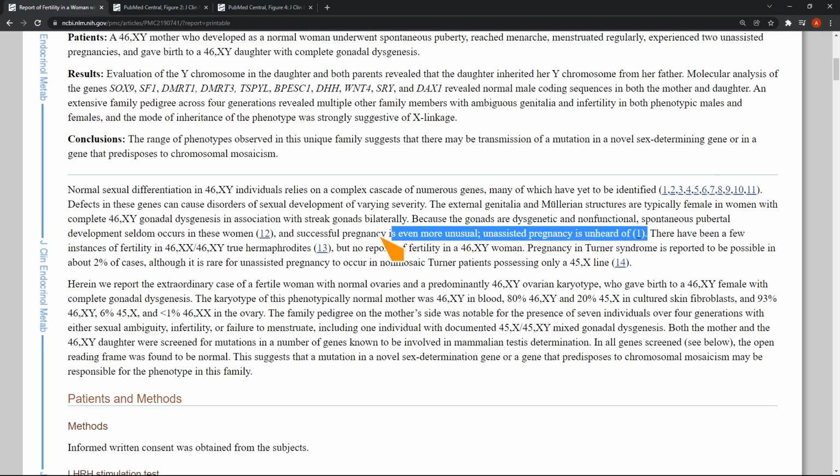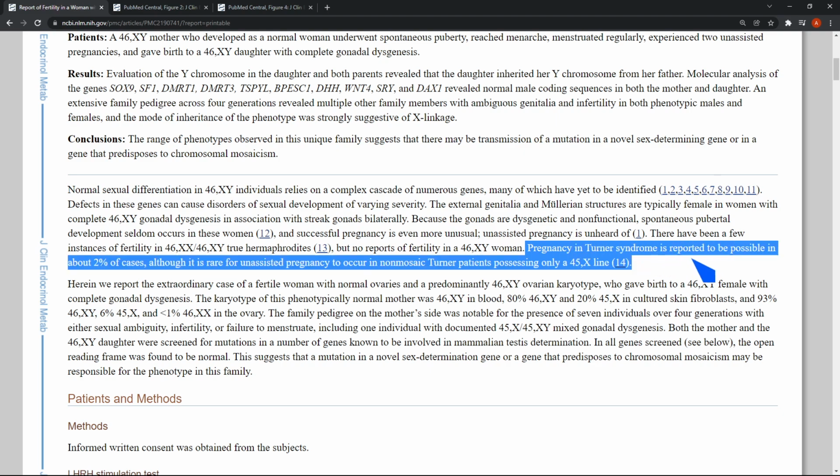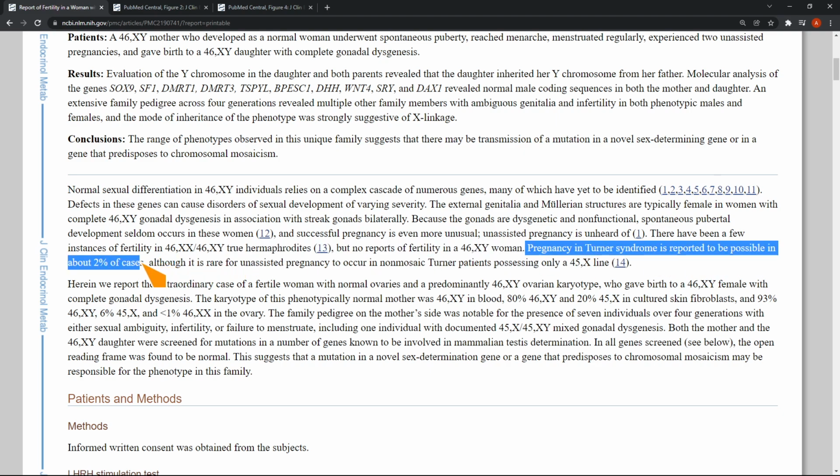There have been a few instances of fertility in 46XX, 46XY true hermaphrodites. That's another link. This is why I was reading this and going, oh, this could be a rabbit hole that we just go down for hours. But I'm going to stick with this paper for today. But no reports of fertility in a 46XY woman. So there's none. This is brand new. Pregnancy in Turner syndrome is reported to be possible in about 2% of cases. Turner syndrome is 45X, so there is a missing 23rd pair.